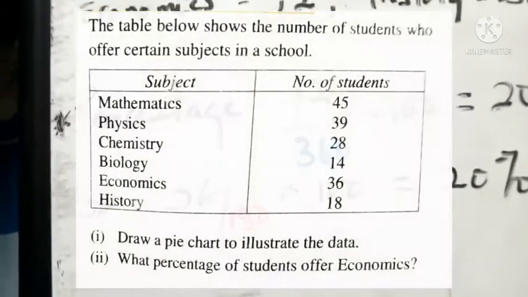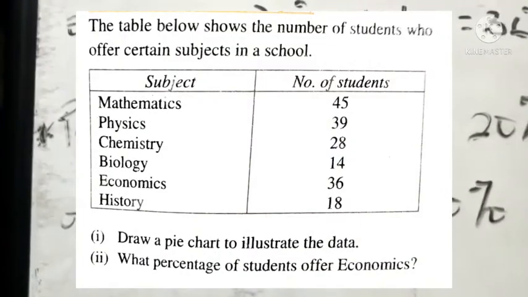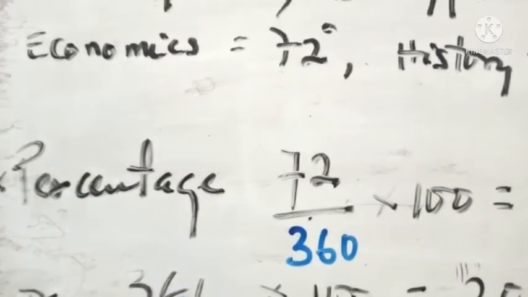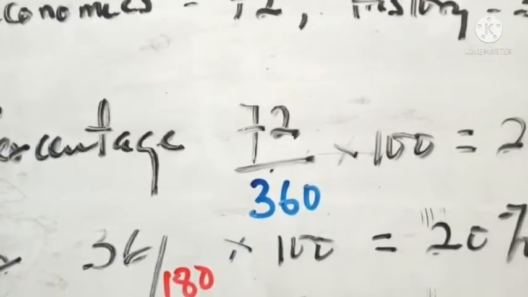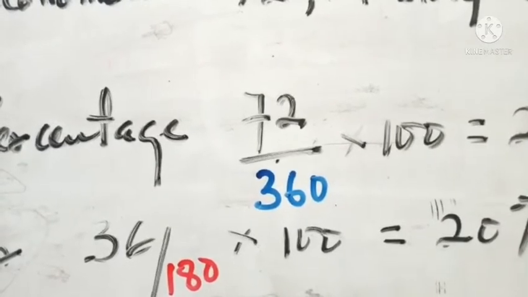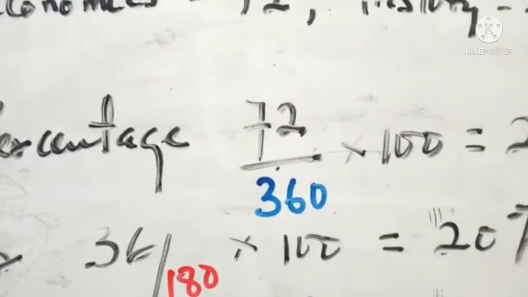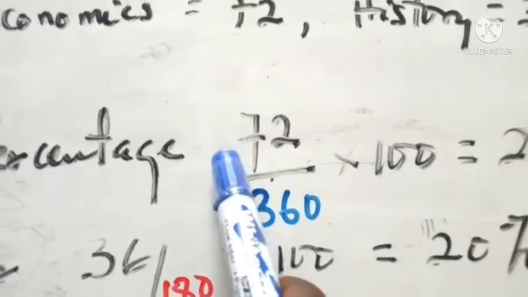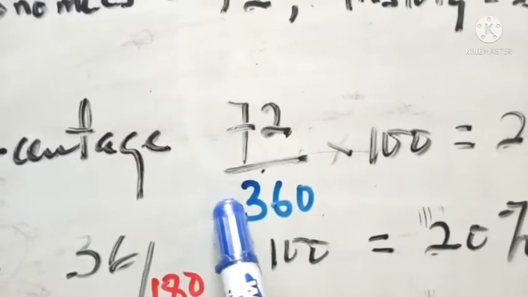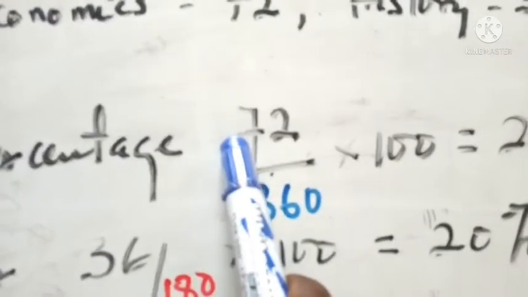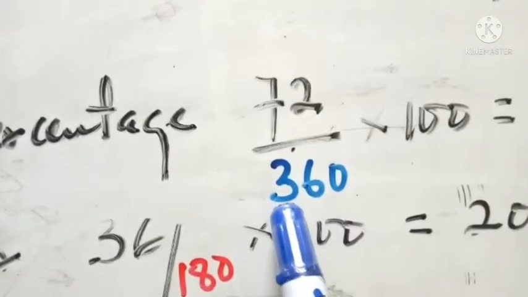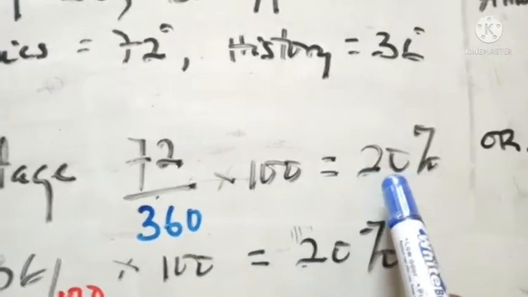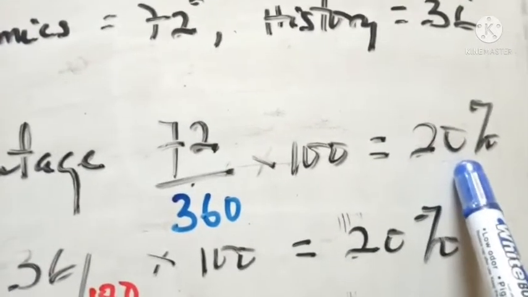The second part of the question says you should find the percentage of the people of economics. So there are two ways of doing that. The first one is that you can go with their distribution on the pizza. You know that the pizza is equivalent to 360. So what is their portion? They are taking 72 out of 360. They are taking 72 portions of the pizza out of the total pizza, which is 360, and then you multiply that by 100. That will give us the percentage. So in this case, you are getting 20%.